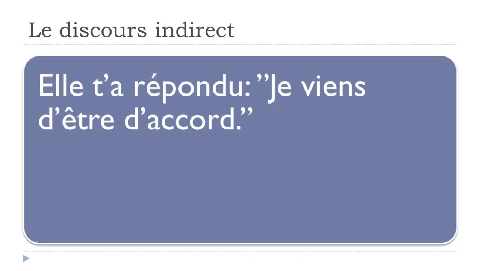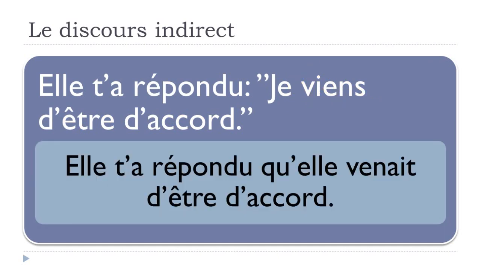Okay, so let's have a look. Elle t'a répondu, je viens d'être d'accord. Okay, so this is what we call le passé récent. So it's the verb venir, and here it's the present form. Okay, and you will have to modify it and to put it at the imparfait form here. Elle t'a répondu qu'elle venait d'être d'accord. Okay, so the only thing that you will have to modify, it's this verb here, venir. So when you've got this passé récent, it's at the present form. It will be here at the imparfait form. Okay. Elle t'a répondu qu'elle venait d'être d'accord.